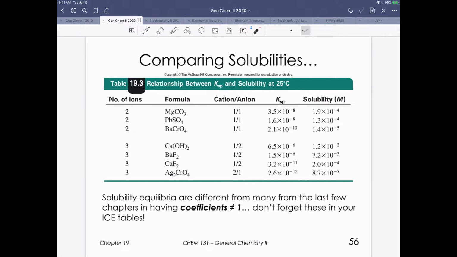One of the things that we need to be very cognizant of as we're doing these kinds of problems is that it's very common to see coefficients that are not equal to 1. Some of these that we see up here, there might be two ions that are produced, but the anion to cation ratio is 1 to 1, so those coefficients will be 1, and we don't need to worry about those there. But we're going to see a lot of salts here that are going to have non-1 coefficients. Make sure that we don't forget these in our ICE table, and our next problem is going to allow us to practice that.